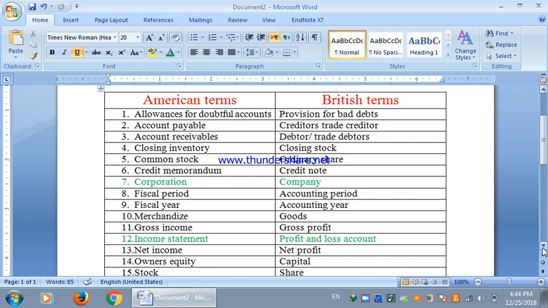Similarly, according to the American terms, they use accounts payable, while the British use creditors or trade creditors. On the other hand, the American uses closing inventory, while the British uses closing stock. The American uses common stock, while the British use ordinary shares. The American uses the credit memorandum, while the British uses the credit note.